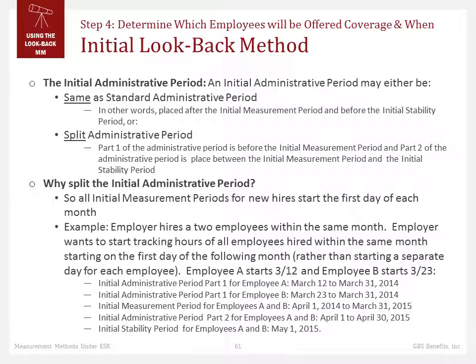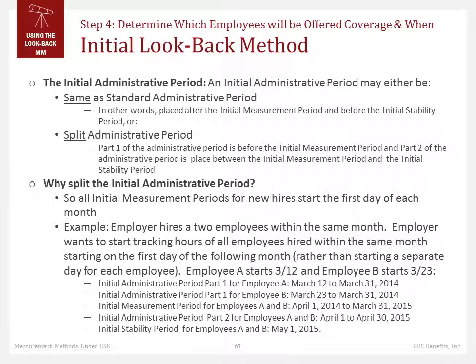You can have the same administrative period as standard, meaning you can just place the administrative period after the initial measurement period and before the initial stability period. Or you can split it, which means that part 1 of your administrative period is before the initial measurement period even starts. And then your initial measurement period starts, and then you have part 2 of the administrative period, which is placed after the initial measurement period and before the stability period.